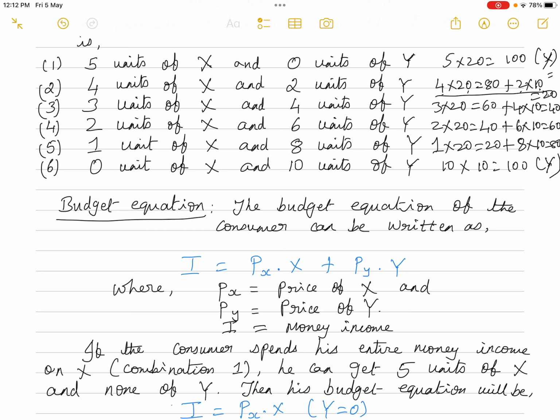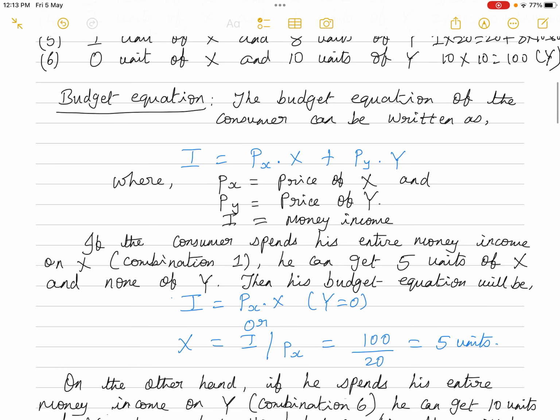So this is the same thing whatever I have written in the numerical example here, the same thing, that is the equation. So I is equal to Px into X plus Py into Y. That means the entire money income is spent on certain quantities of commodity X at the price of commodity X plus certain quantity of commodity Y at the price of commodity Y. So Px is the price of commodity X, Py is the price of Y, and I is the money income. So the entire money income is spent on commodity X and commodity Y. Okay, so this is the same thing.